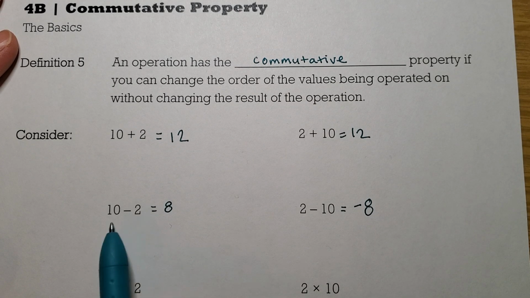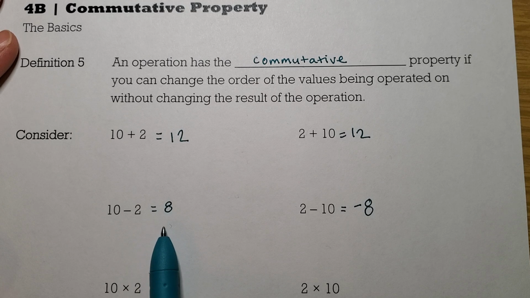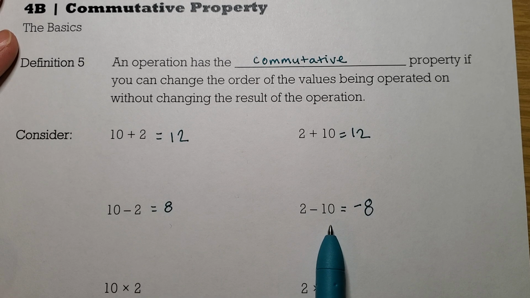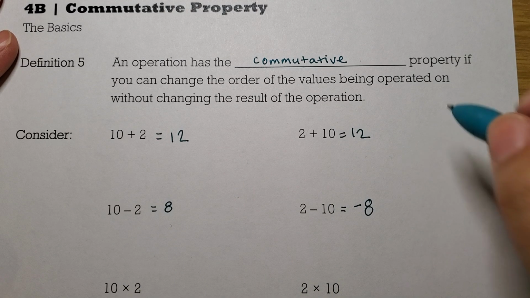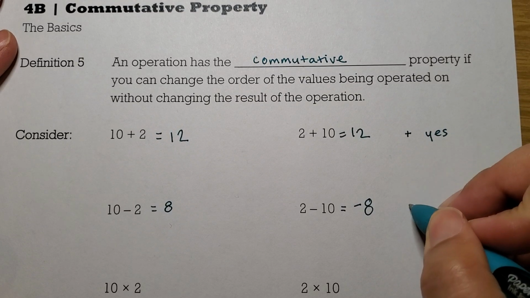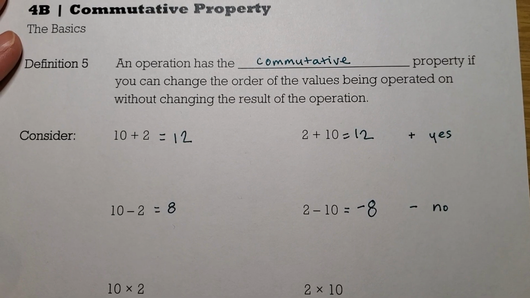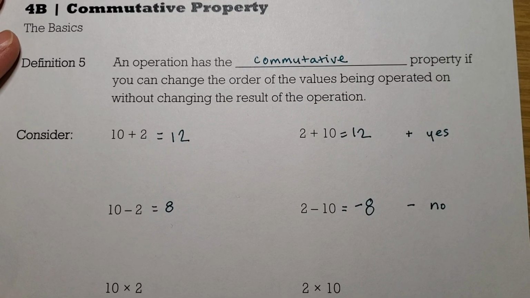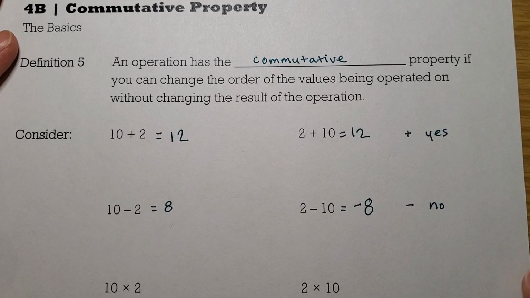So if I do 10 minus 2, I get a positive 8. But if I do 2 minus 10, I get a negative 8. So that means subtraction is not commutative. So addition appears to be commutative, but subtraction appears not to be. So let's see if we can find any other operations that might appear to be commutative.